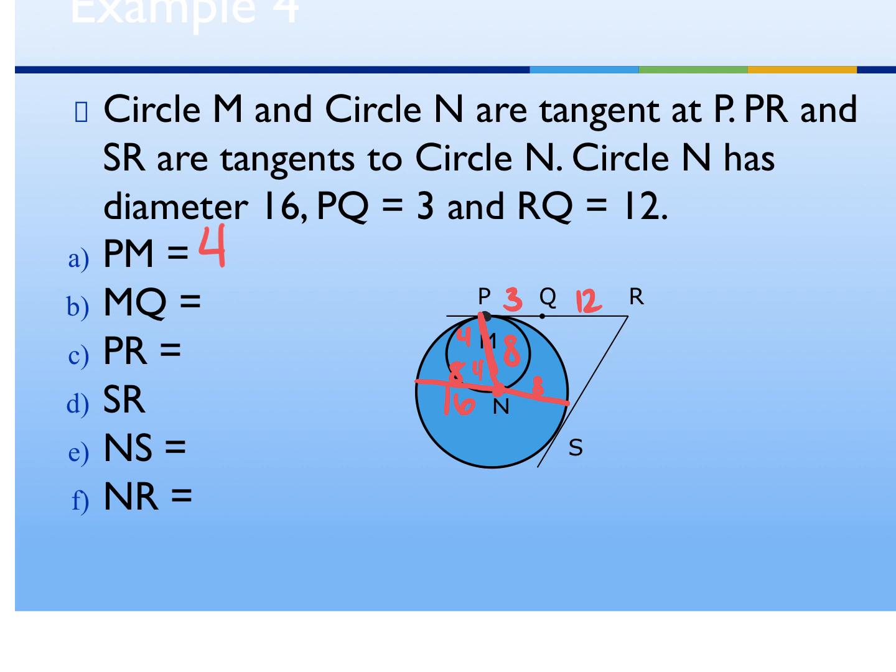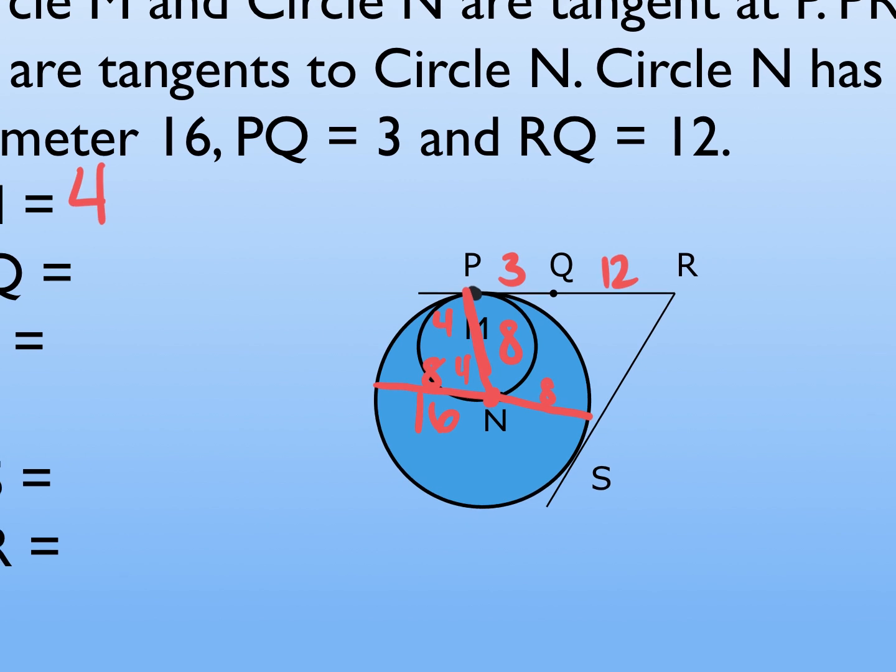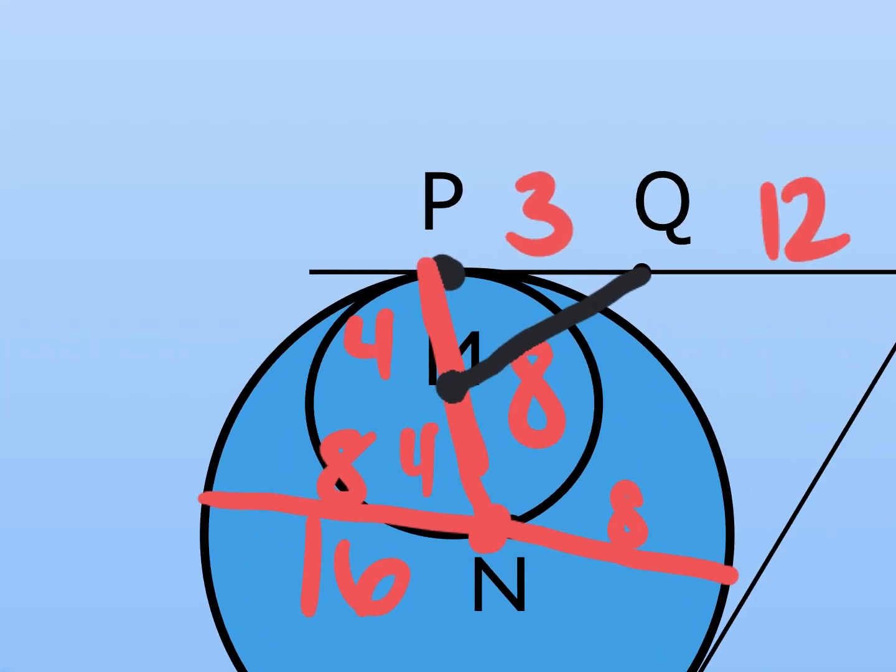MQ. Now this is where it gets a little tricky, guys. MQ. It's not even a segment that they drew for you. So draw it in. Start at point M and draw it to Q. Now, what do you notice? There's a shape that just got formed. There's a triangle.